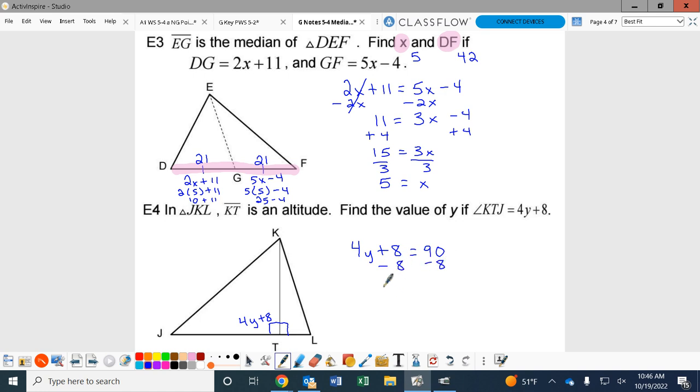I think this is the one that turns out to be a decimal, so you may need a calculator for this one. 90 minus 8 puts you at 82. Divide by 4, divide by 4. Yeah, it's going to be a decimal, guys. Tell me what you get once you divide it. 20.5. Yeah. Okay. 20.5.